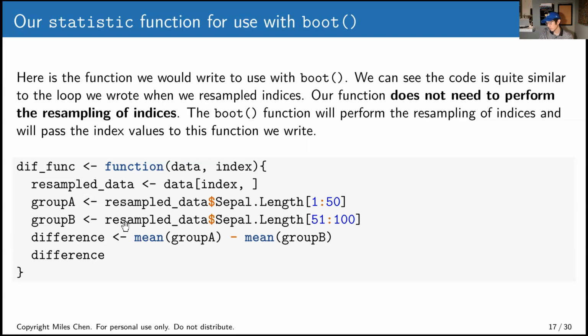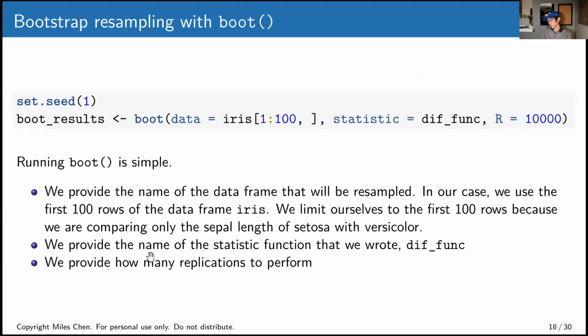Okay, is that all right? How this function is being written? It takes in two arguments, the data and the index, and it's going to subset our data using the resampled index. Okay, so to get this to work, we call boot.